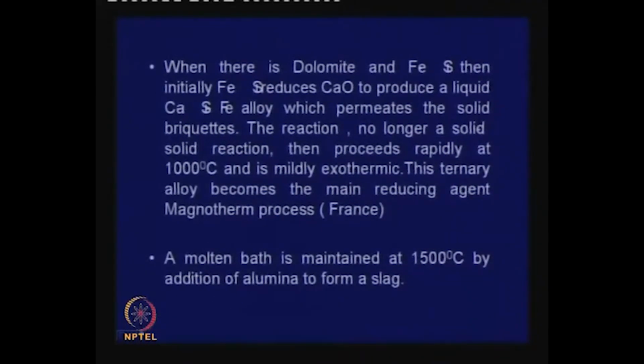An advancement of this process is where we make everything molten by having a bath at 1500 degrees centigrade, by addition of alumina to form a slag. It is called the electrotherm process.